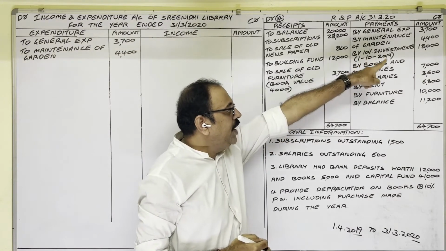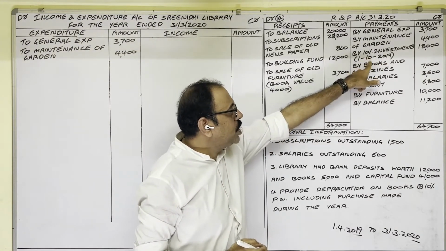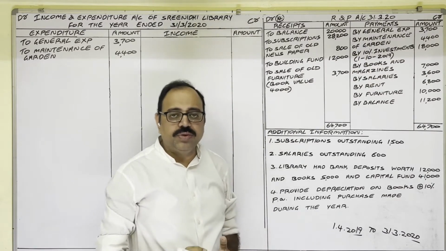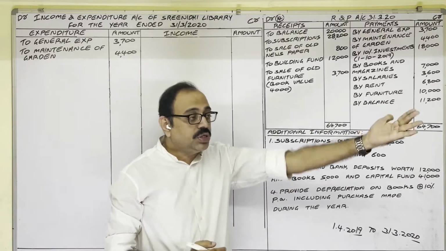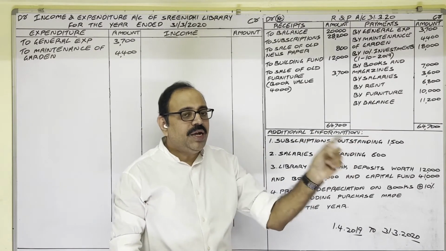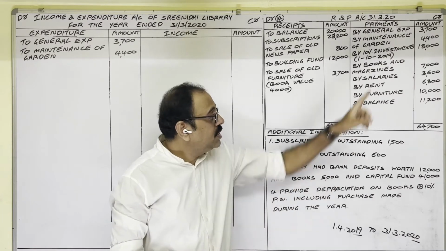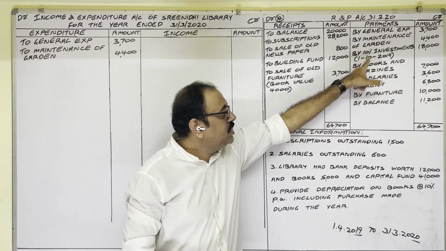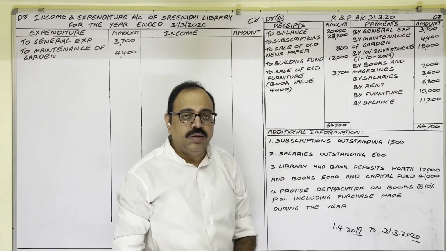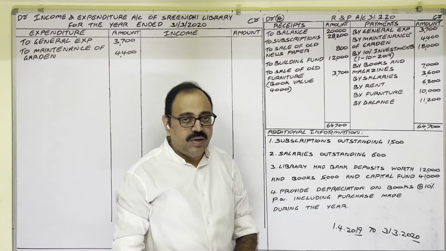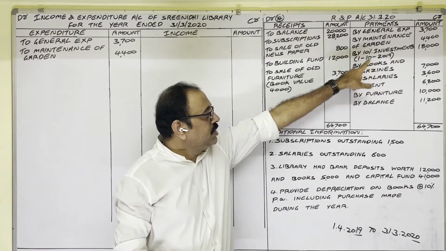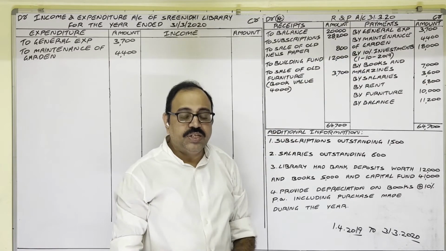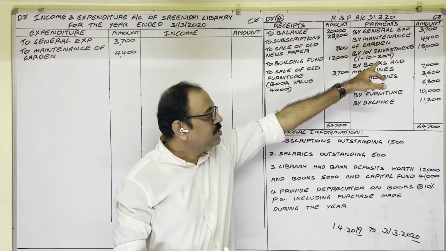Next, 10% investments 18,000, in brackets 1st October 2019. Investment is an asset. This firm invested some amount in outside securities, so investment is an asset. The asset value is 18,000 rupees, and we invested on 1st October 2019, so this is the investment date. And on these investments, the firm has to receive 10% interest per annum. This is the meaning of 10% investments.